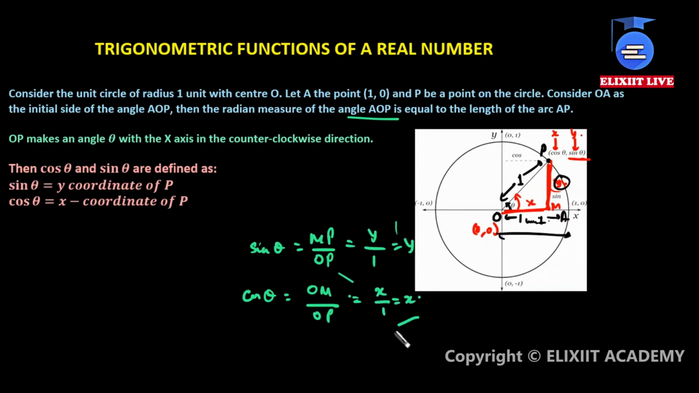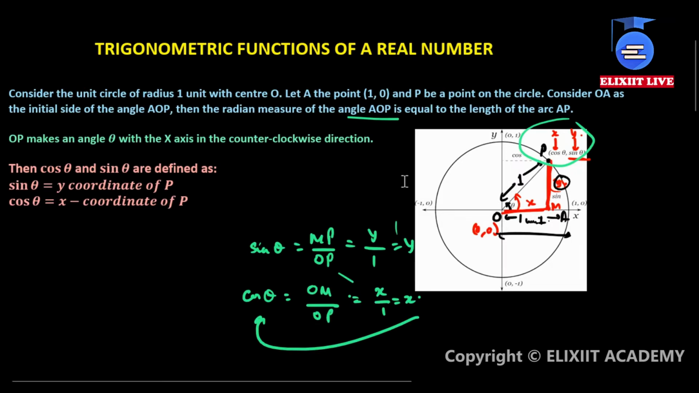So the x coordinate is actually cos theta. This is exactly what we are getting. The x coordinate is cos theta, and the y coordinate is actually sine theta. This is the definition of cos theta and sine theta in a unit circle. Simple idea, nothing difficult over here. The very simple idea I'm using. Okay, so this is exactly what is happening.